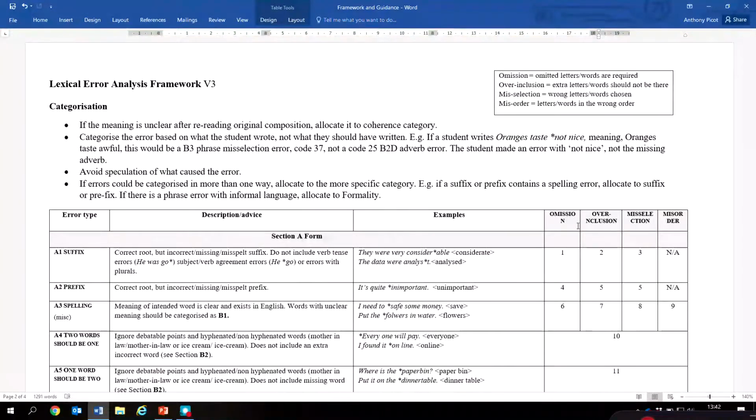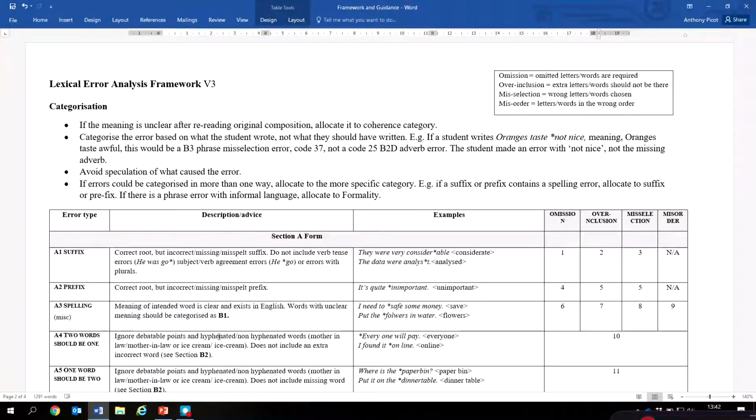of omission, where words or letters have been left out. There's over-inclusion, where they have been erroneously put in. There's misselection, where the wrong words or letters have been included. And misorder, where words or letters have been sequenced incorrectly.